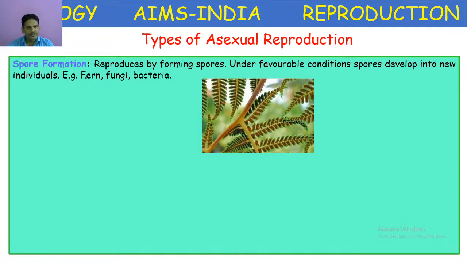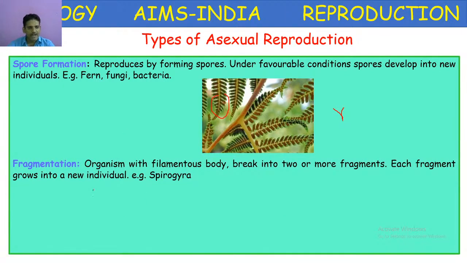So here the example of fern is given. In this, the leaves called fronds, containing the spores, undergo a process called sporulation. The process of formation of spores is called sporulation. So by means of sporulation, the spores are produced. When these spores fall on a suitable substratum, they germinate and grow into a new plant.